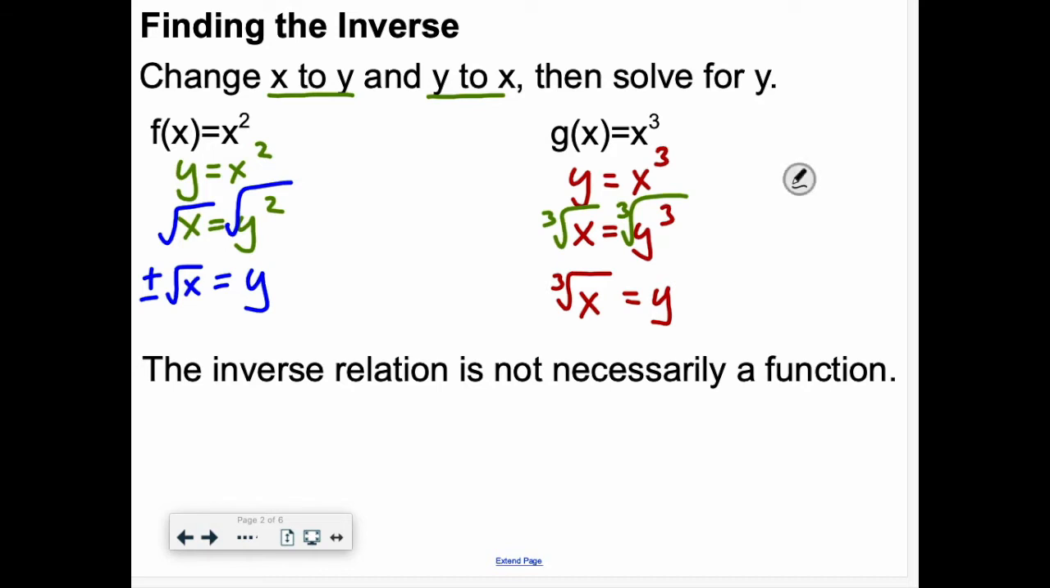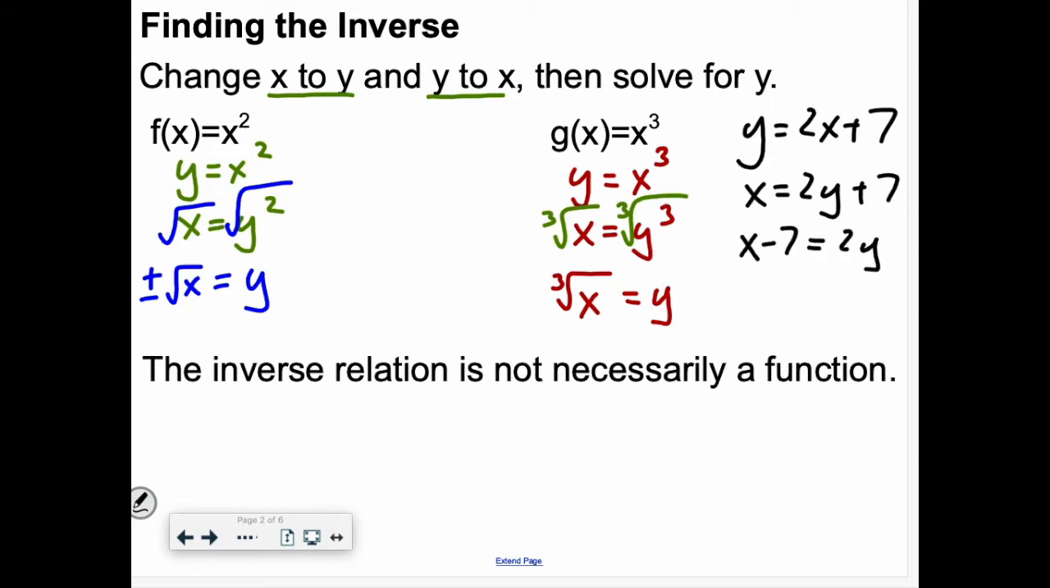Now, we can even do this with a linear. With a linear, it's even nicer. Let's say y is equal to 2x plus 7. Well, I flip it, so x is equal to 2y plus 7. And I just do x minus 7 equals 2y. X minus 7 over 2 equals y, and that would be my inverse.